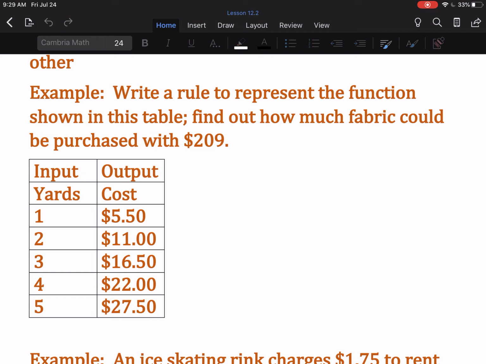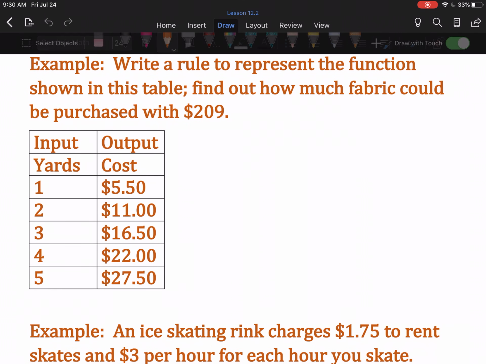So, write a rule. Well, the rule to me seems to be that if I take the $5.50 that I'm paying for every yard times the number of yards, y, I would get the cost, c. If I take $5.50 times the number of yards, I will get the total cost, c. So that's a rule.